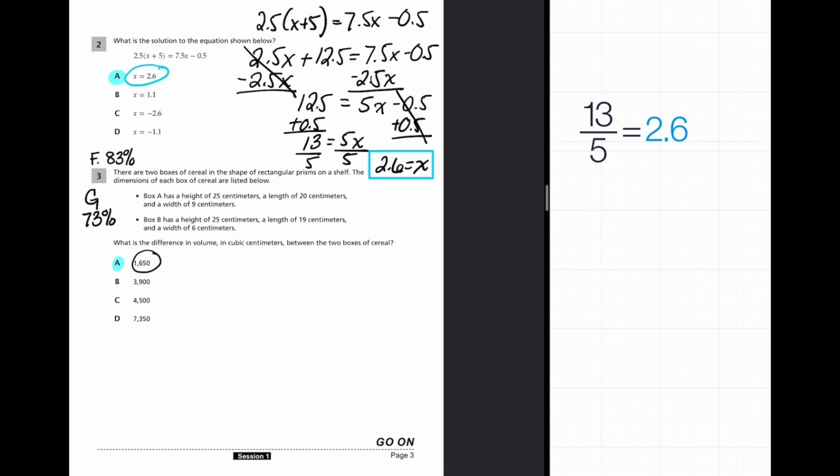This one is a geometry problem. There are 2 boxes of cereal. We're creating a rectangular prism. Box A has dimensions 25 by 20 by 9. Box B, 25 by 19 by 6. And we want to know what is the difference in volume between the 2 boxes. So I'm going to find the volume for each separately.